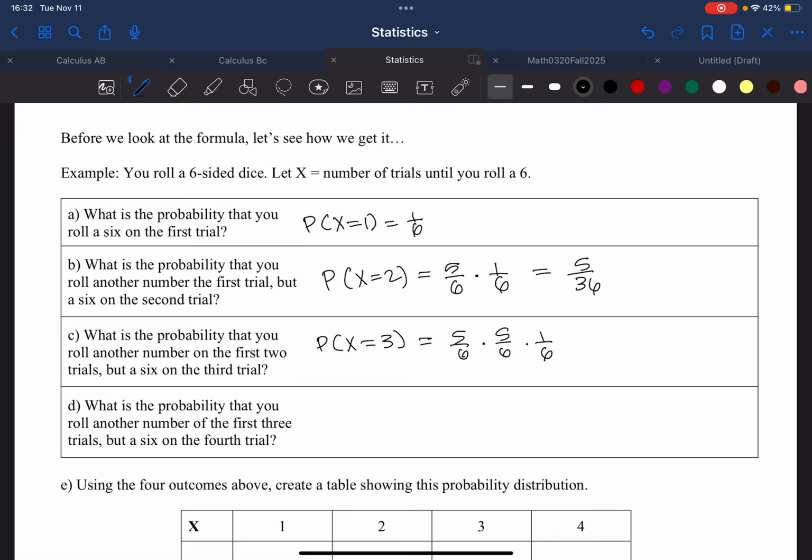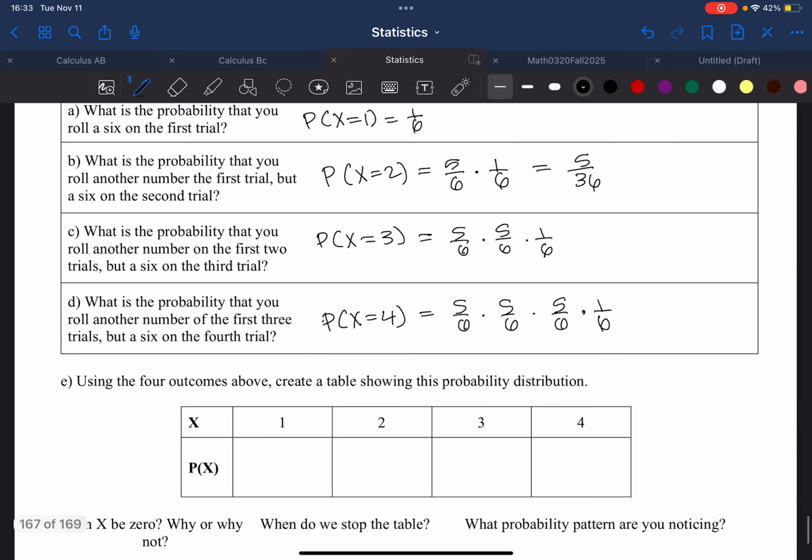Lastly, it's saying, okay, let's say you roll any other number on the first 3 trials, but you get a 6 on the 4th trial. Well, we have the probability that X is equal to 4, so we get a success on 4, is equal to a failure times a failure times a failure times a success. So all those numbers together will give you the probability that you will get a 6 on the 4th trial.